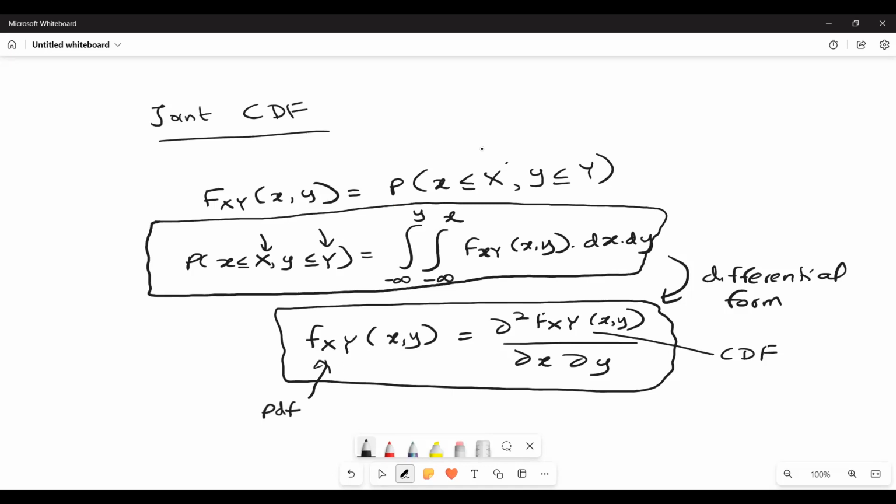So you can relate CDF and PDF all the time, and they are related, and we can find the probabilities using those definitions of PDF and CDF. So basically we use the integration of the PDF to find the probability.